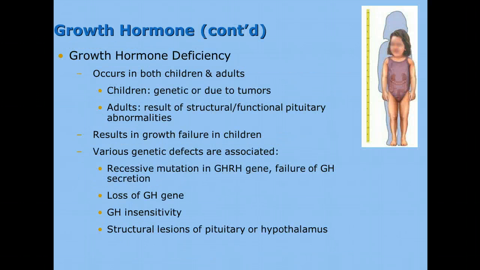On the other hand, we can have a growth hormone deficiency, and that would cause just the opposite. It would cause somebody to be smaller and not grow normally. Usually it can be genetic or due to tumors. In adults, you could have a dysfunctional pituitary. The genetic defects that usually happen is you have a mutation in the growth hormone releasing hormone gene or a failure of growth hormone secretion. You could have a loss of the gene completely. You could have a growth hormone insensitivity where you just don't react to it. Or you could have lesions on your pituitary or hypothalamus. There's a number of things. And I think they can do a growth hormone replacement in these people.